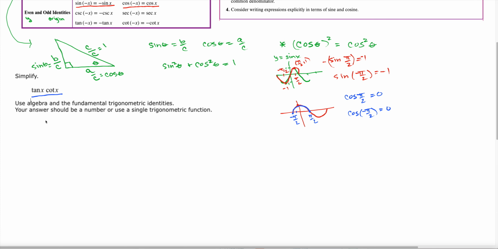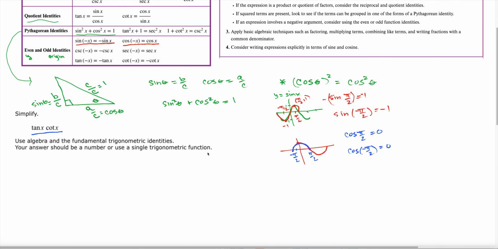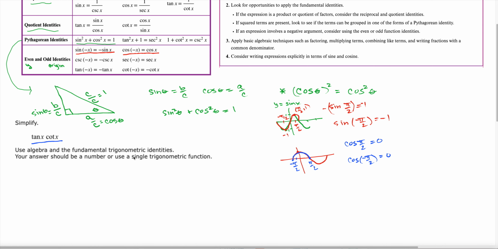And notice the directions say use algebra and the fundamental trigonometric identities, and our answer should just be a single trigonometric function. So I'm taking the two functions being multiplied together, and my final answer will just be a single function.